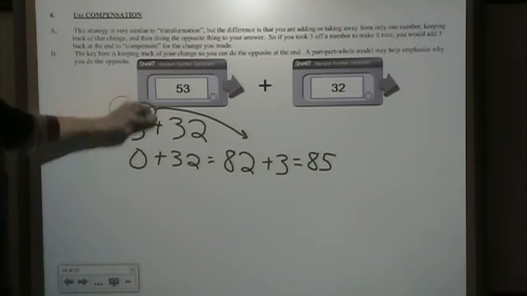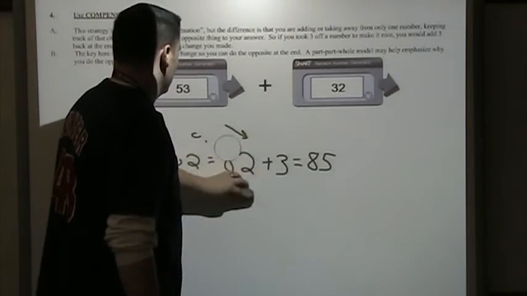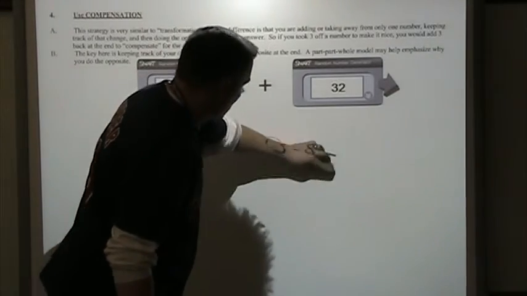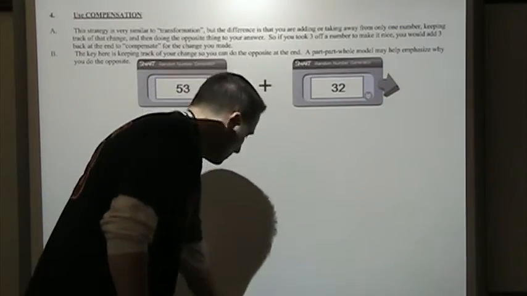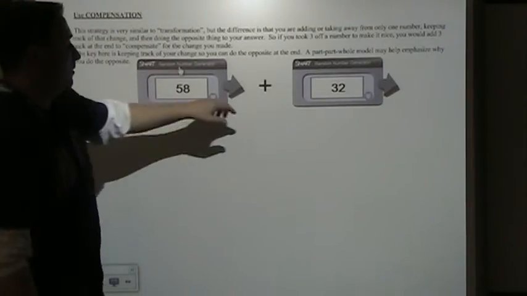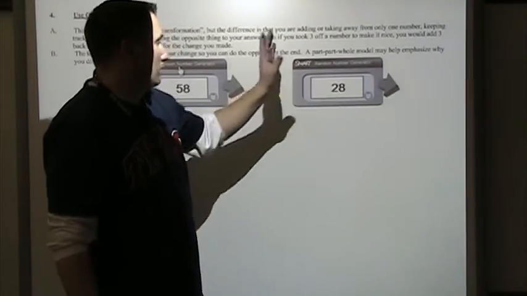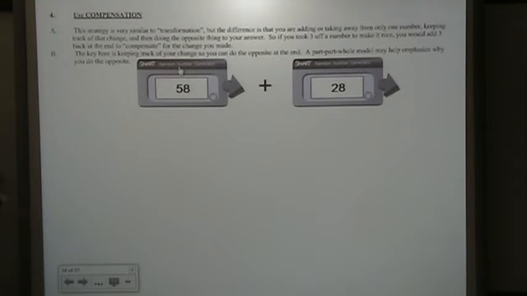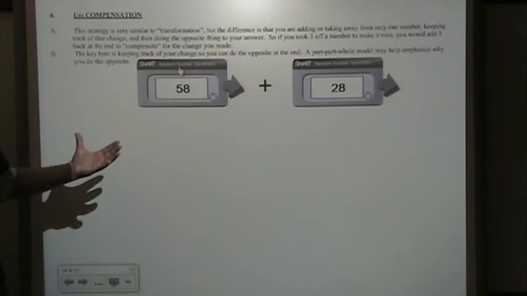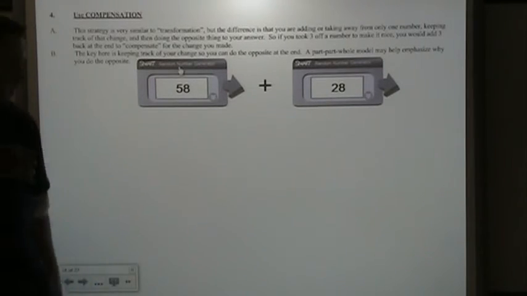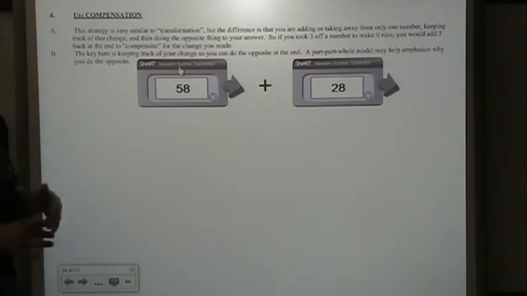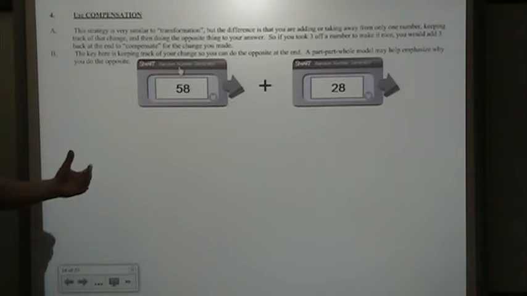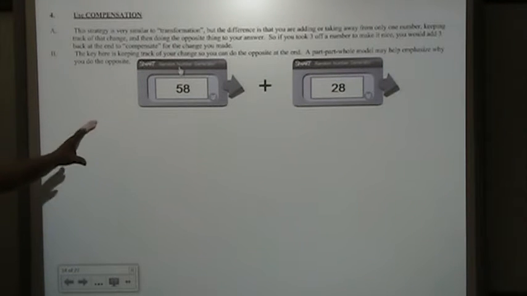Okay, so let's do another one. 58 plus 28. So a regrouping problem that we haven't really talked about regrouping because we don't need to yet. We've gone through 4 different strategies, and that's okay. It's a benefit of doing these alternate strategies first. When you get to that regrouping part, they'll actually know what you're talking about.